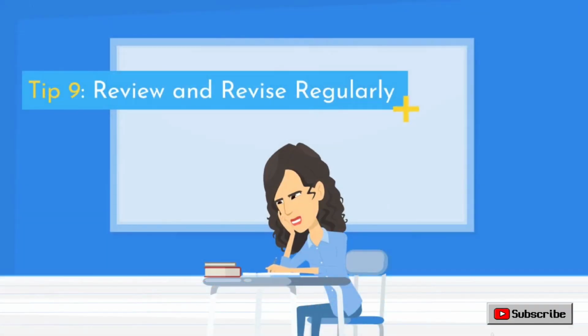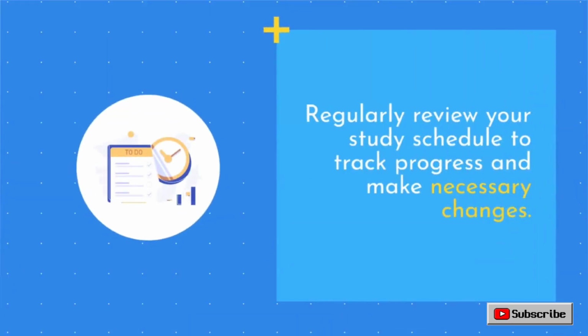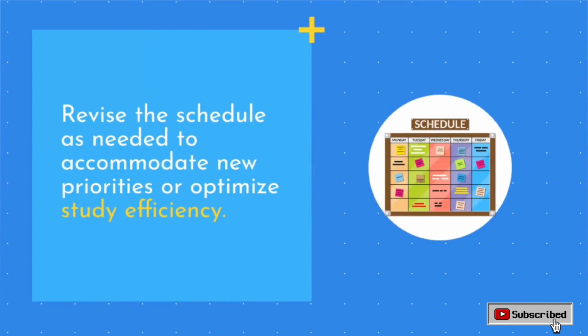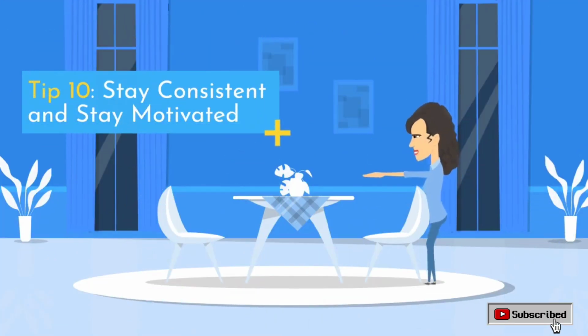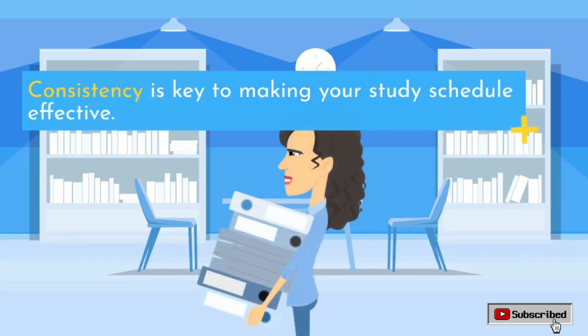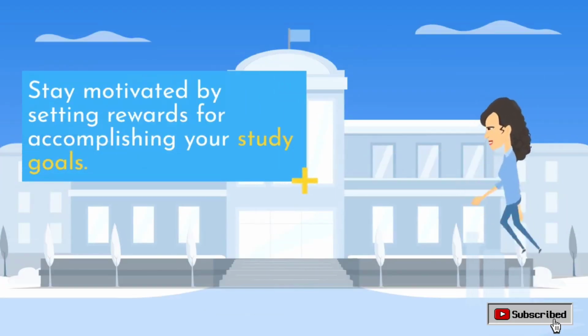Tip 9. Review and revise regularly. Regularly review your study schedule to track progress and make necessary changes. Revise the schedule as needed to accommodate new priorities or optimize study efficiency. Tip 10. Stay consistent and stay motivated. Consistency is key to making your study schedule effective. Stay motivated by setting rewards for accomplishing your study goals.